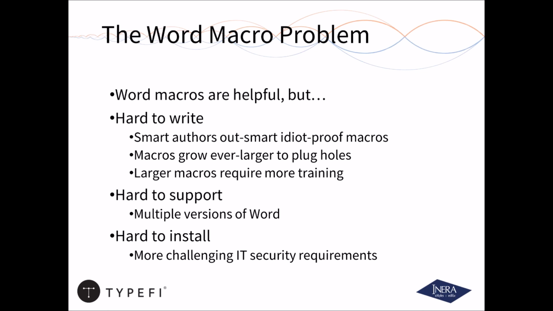In addition, you've got to support multiple versions of Word, not just Word for Windows in 5 or 6 different versions, but also the Macintosh version of Microsoft Word. And finally, macros that have active code are getting harder and harder to install on user systems because of IT security requirements.